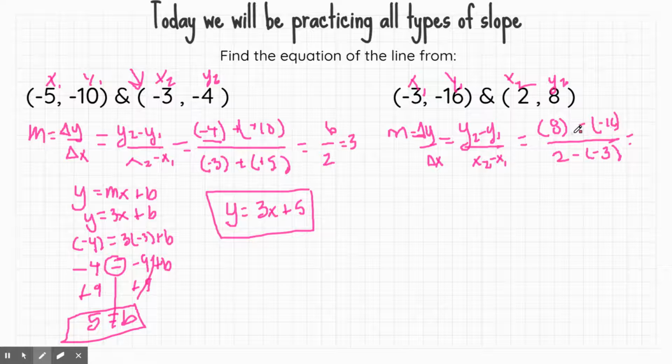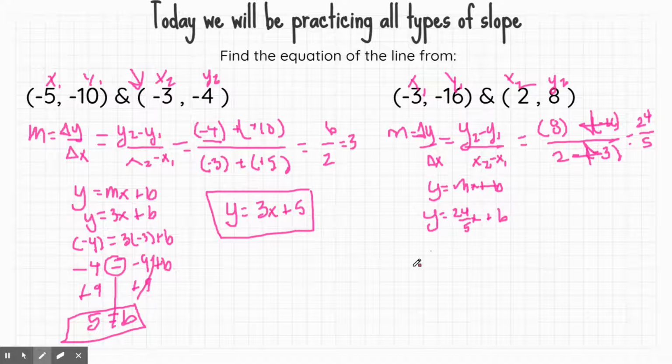All right, remember when I have 2 negatives, that makes a positive, or I could keep, change it. 8 plus 16 is 24. And then again, 2 negatives makes positive. 2 plus 3 is going to be 5. So I have 24/5. So now I'm going to plug that into my equation, y equals mx plus b, and I'm going to get y equals 24 over 5x plus b.